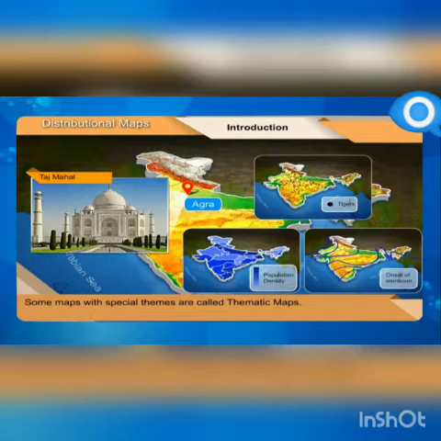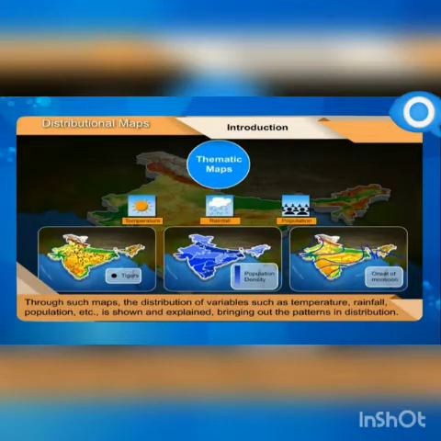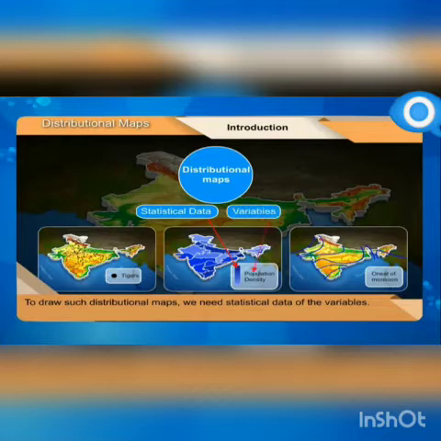These maps, which are used for a special theme purpose, are also called thematic maps. Through such maps, the distribution of variables such as temperature, rainfall, population, etc. is shown and explained, bringing out the pattern in distribution, how they are distributed in a particular area. We can come to know this in the maps. To draw such a distributional map, we need statistical data of the variable, which is collected through survey.